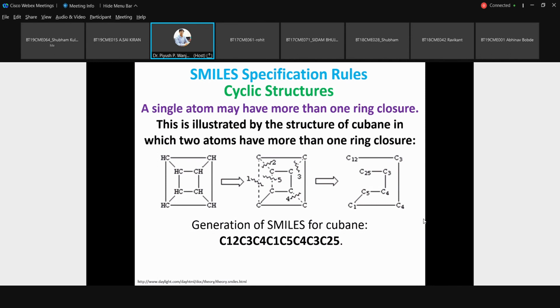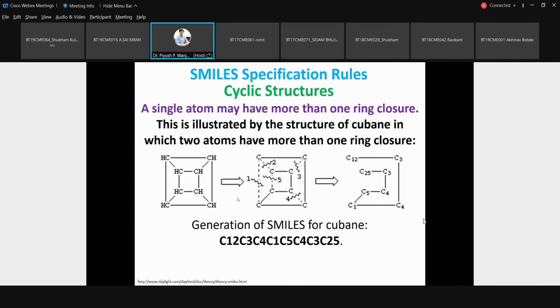Now see this structure, this is called cubane. If you see it in three-dimensional form, it will form a cube of all the carbon atoms. This is also a cyclic structure, but it now has more than one ring. A single atom may have more than one ring closure. This is the example they have given. Again our rules should be the same as previous ones. So what rules have we learned and what are you going to follow here?